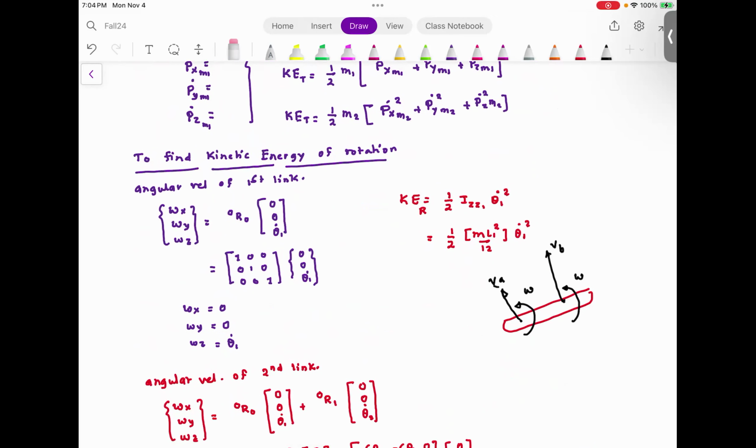This stuff may seem complex, but at the end of the day, here is what we are going to do. Somehow we have to find out the Lagrangian. What is the Lagrangian? Lagrangian is the kinetic energy minus potential energy. What are the two types of kinetic energies? There is the kinetic energy of translation and there is kinetic energy of rotation.